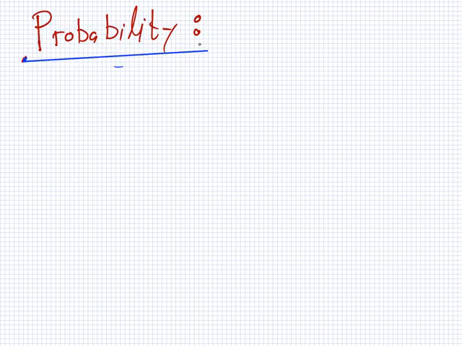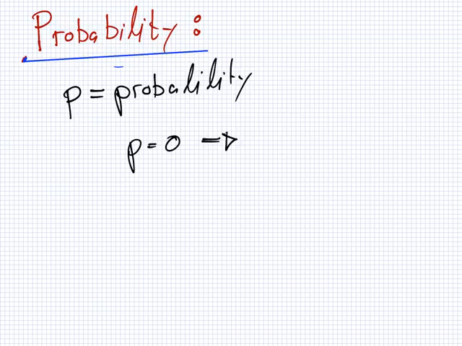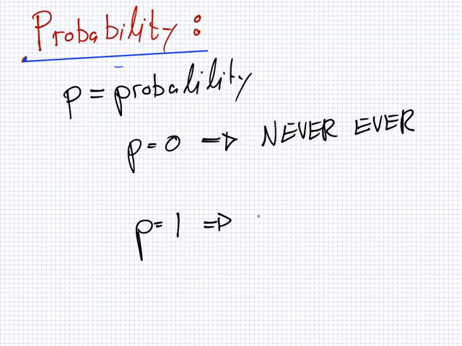Okay, so probability is a word that you may already know. It's dealing with how likely an event is to happen. So we measure probability from 0 to 1. First we usually use the letter P for probability. If P equals 0, what that means is something will never happen. Never, ever. Not even once. And if P equals 1, we say that event will definitely always happen.